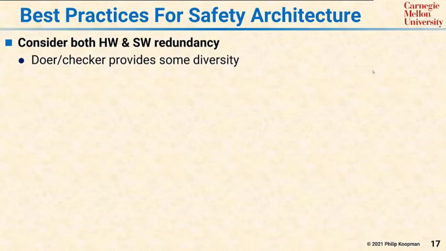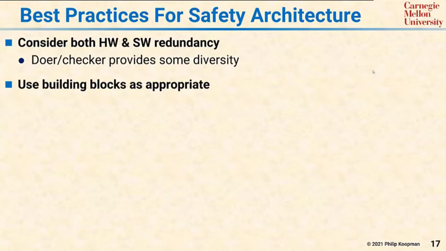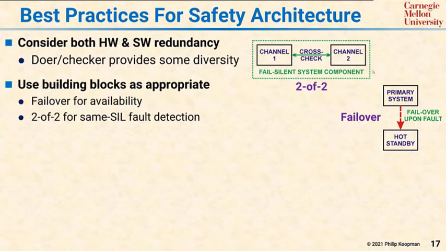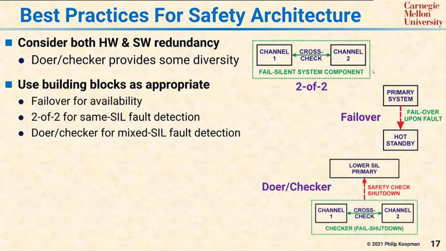In creating your redundancy architecture, you should use building blocks as appropriate to achieve your particular needs. Some of the building blocks we saw were using failover to improve availability, using a 2 of 2 pattern for same-SIL fault detection, and using a doer-checker pair for mixed-SIL fault isolation and fault detection.